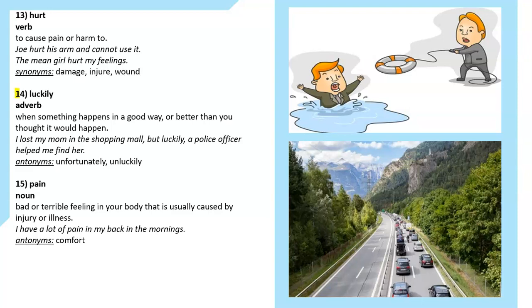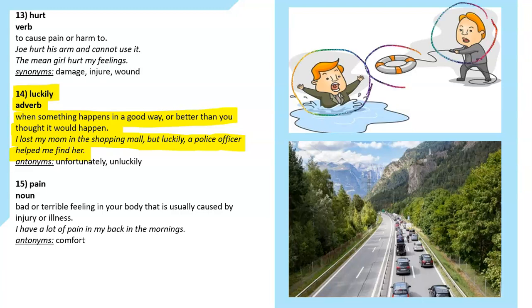Our next word is luckily. Luckily is an adverb, so we use it to talk about a verb, and it's when something happens in a good way or better than you thought that it would happen. For example, I lost my mom in the shopping mall, but luckily, a police officer helped me find her. Or, I couldn't swim, but luckily, the man tossed me a floaty.